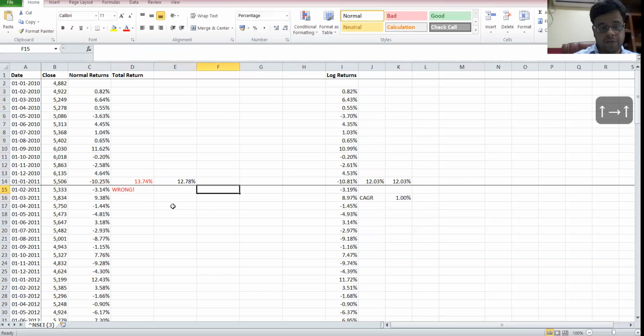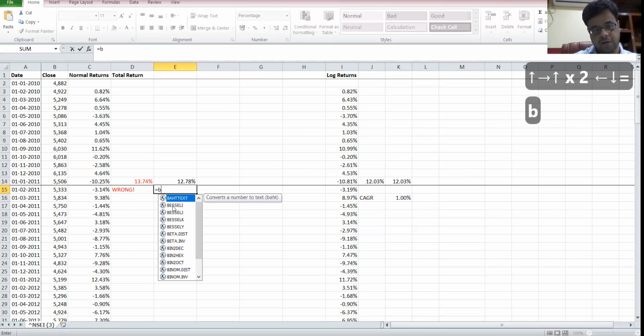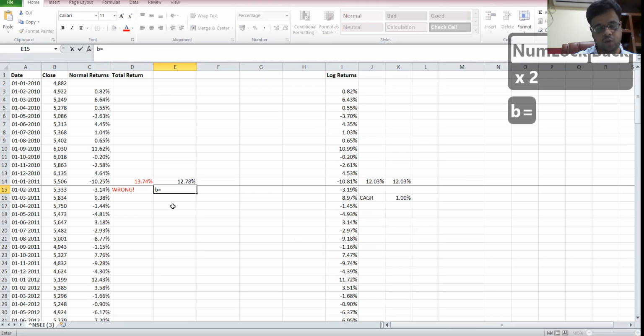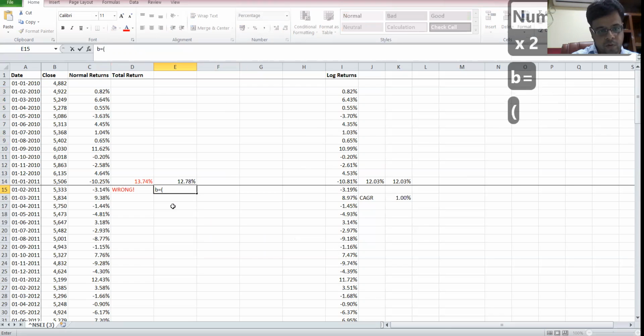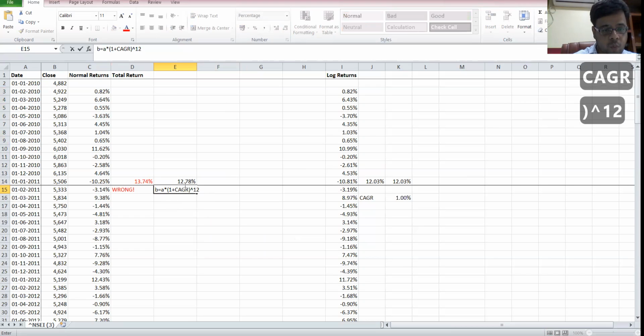How do we calculate CAGR? Most people do not get the concept of CAGR. CAGR is calculated by an equation which says my final investment is equal to my initial investment multiplied by (1 plus CAGR) raised to the power 12. So this CAGR will have to be constant for these 12 periods.